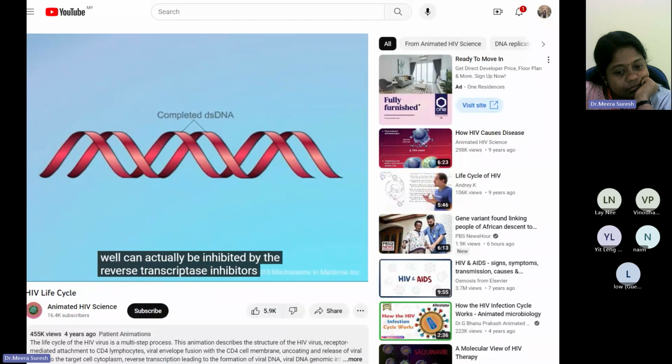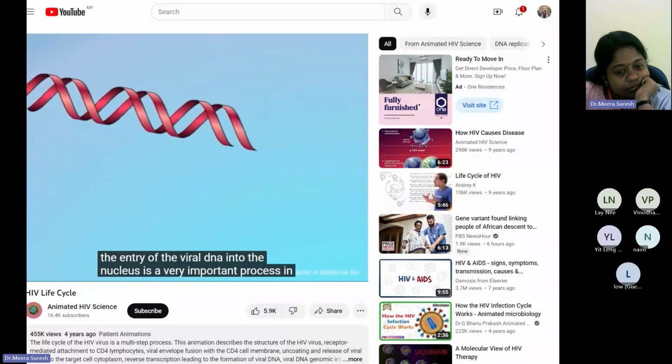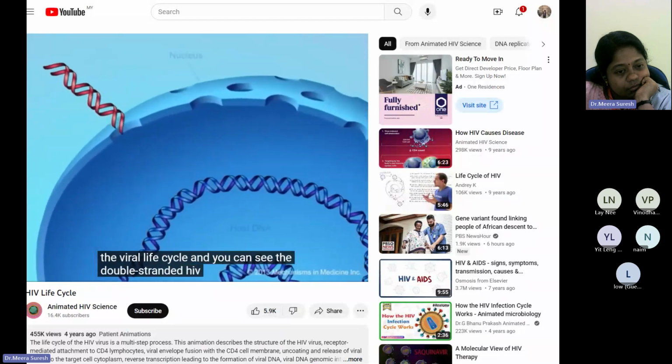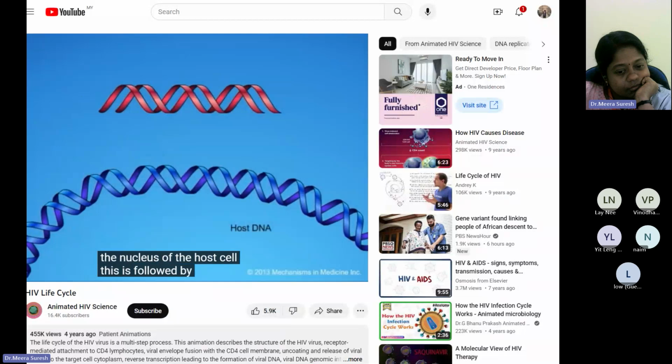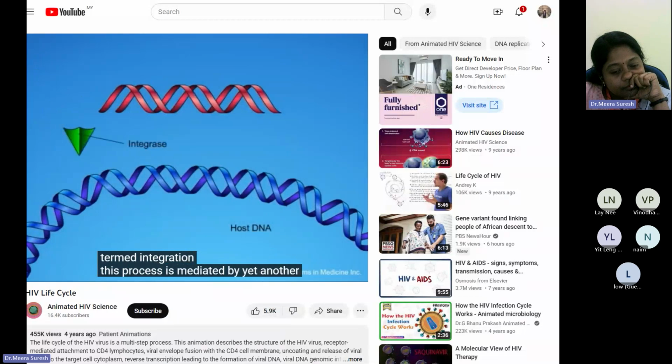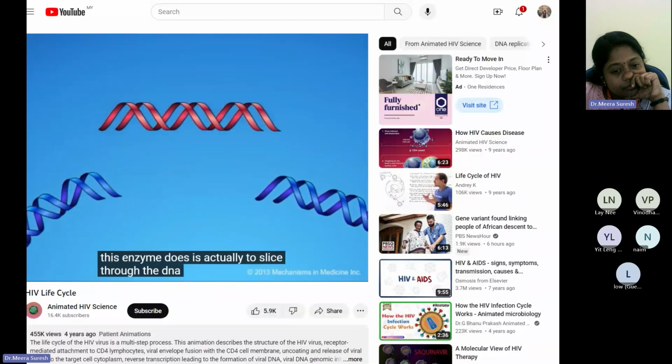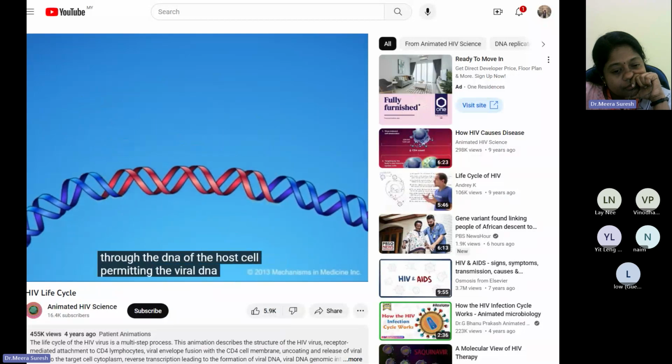The entry of the viral DNA into the nucleus is a very important process in the viral life cycle, and you can see the double-stranded HIV DNA migrating into the nucleus of the host cell. This is followed by the process which is termed integration. This process is mediated by yet another viral enzyme termed integrase. And what this enzyme does is actually to slice through the DNA of the host cell, permitting the viral DNA to be inserted at a variety of sites in the DNA of the host cell. And unfortunately, once this happens, it is fair to say that the cell has been infected for life.